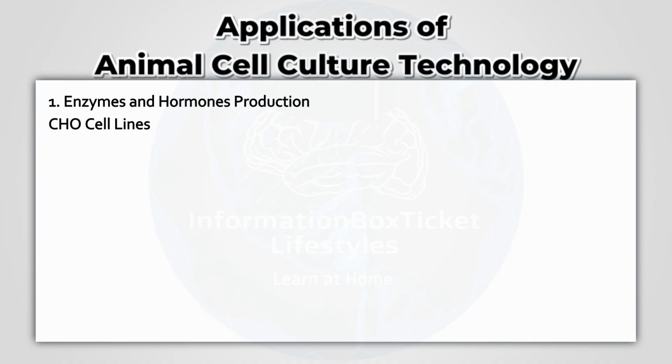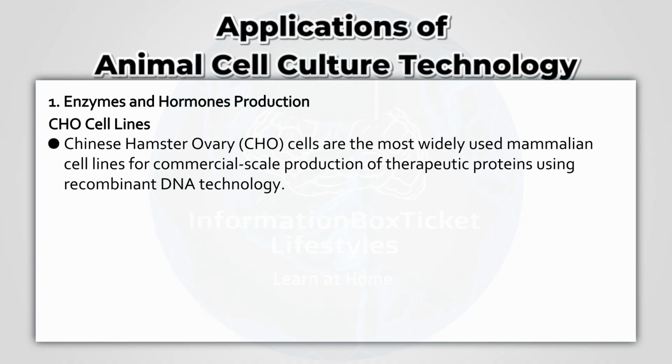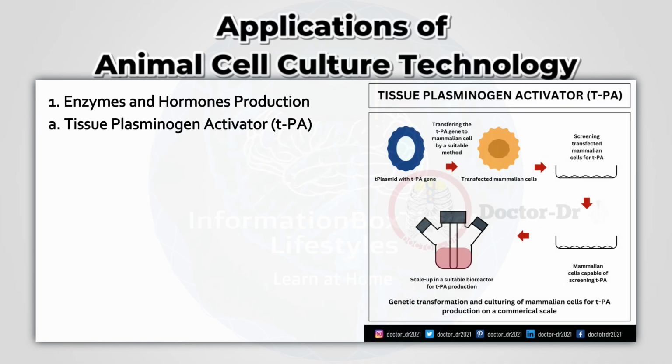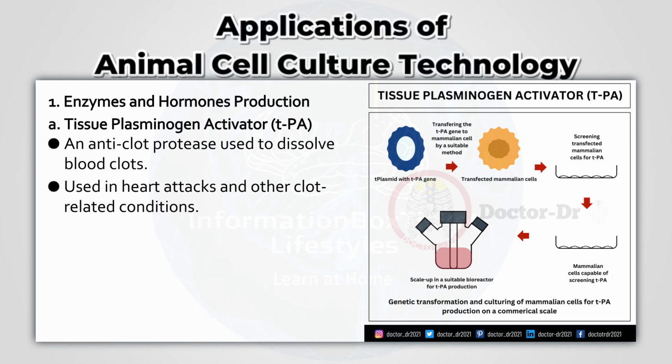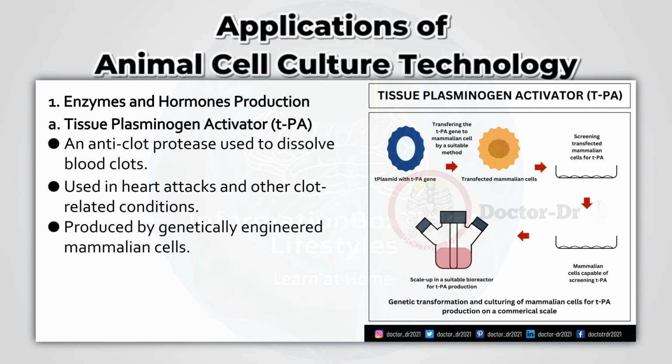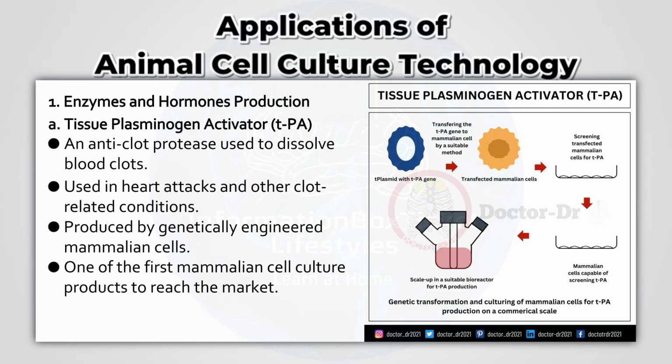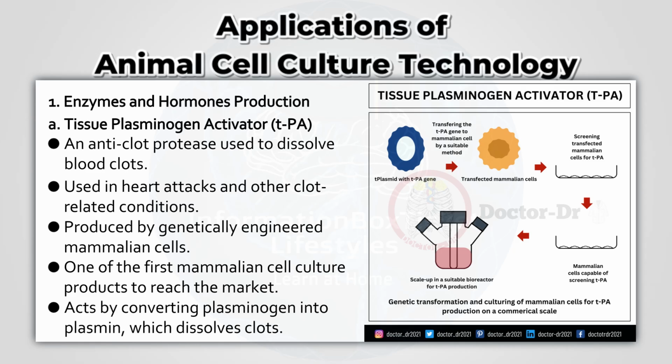1. Enzymes and hormones production. CHO cell lines, Chinese hamster ovary. CHO cells are the most widely used mammalian cell lines for commercial-scale production of therapeutic proteins using recombinant DNA technology. A. Tissue plasminogen activator, tPA, an anti-clot protease used to dissolve blood clots, used in heart attacks and other clot-related conditions, produced by genetically engineered mammalian cells. One of the first mammalian cell culture products to reach the market. Acts by converting plasminogen into plasmin, which dissolves clots.